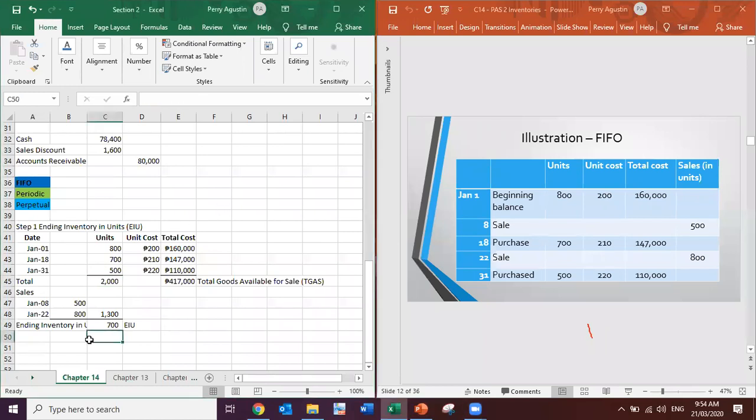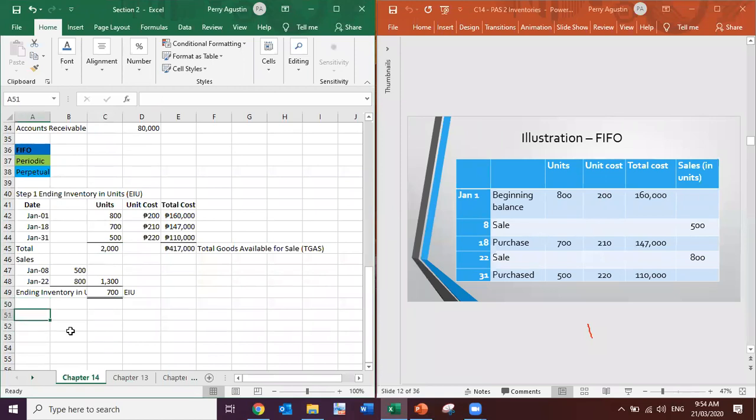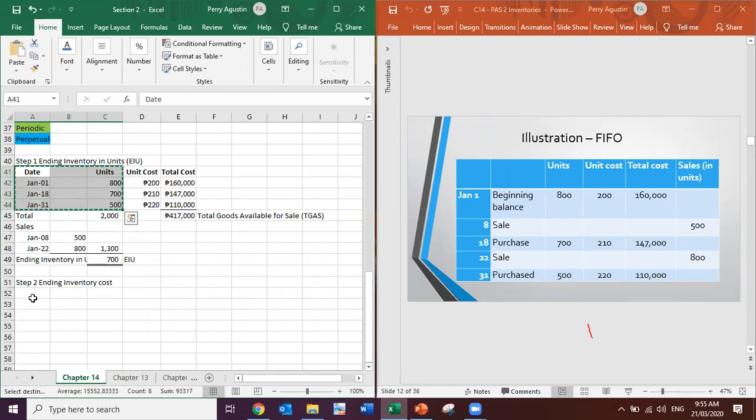Okay, so now let's move on to step number 2. So step number 2 is for you to identify how much is the ending inventory cost. So that is the first thing that we have to identify now, okay? So I want you to focus on this one because this is kind of tricky. So what I'm going to do is I'm just going to copy the information from the first step down here. Then I want you to be sensitive on the details, okay?